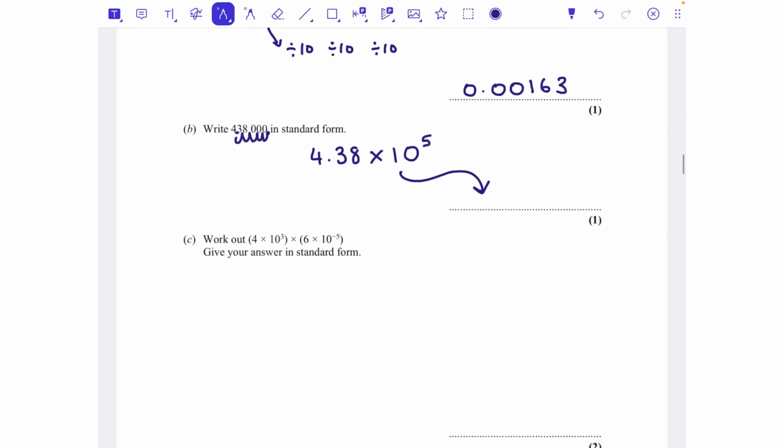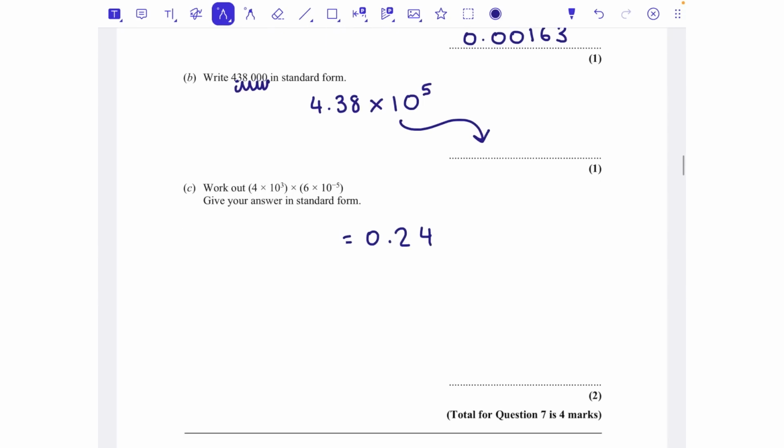And then for part C, work out 4 times 10 to the power of 3 times 6 times 10 to the power of minus 5. Now you have a calculator. This question I think was taken from a non-calculator paper, but you've got a calculator, so you might as well just use it. And I would type it in exactly as you see it there. And that gives me 0.24 in my calculator, but I do now need to put that back into standard form. So that's going to be 2.4 times 10 to the power of minus 1.